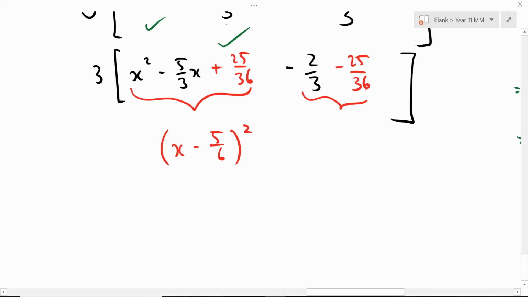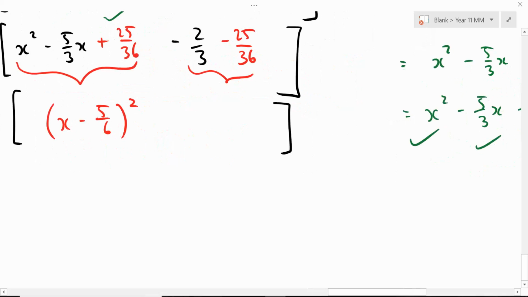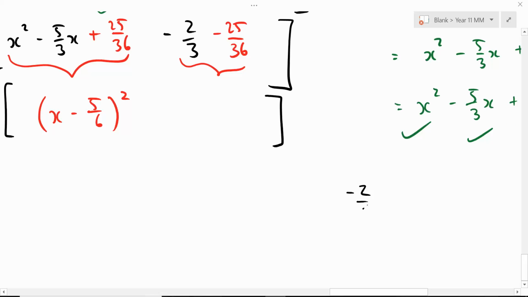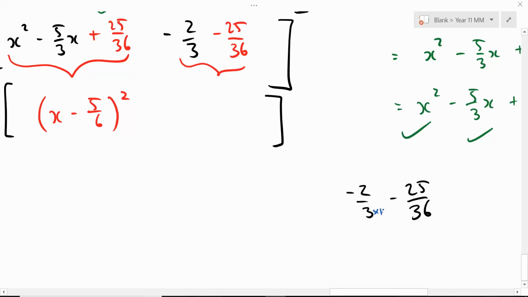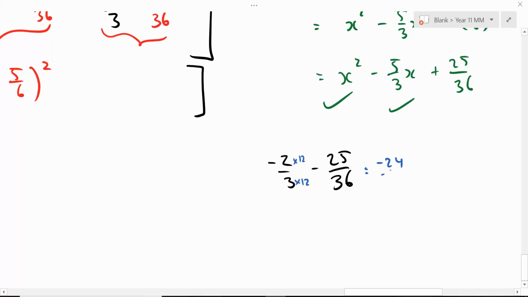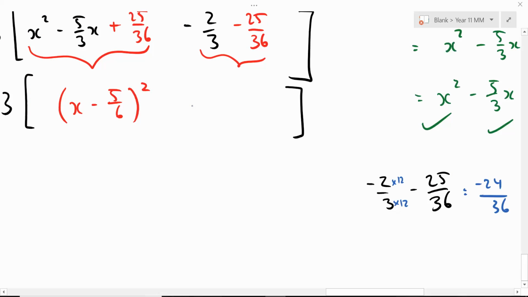So this becomes x minus 5 on 6 all squared, and then you have to work this one out. I know a lot of kids just hate this because of the fraction, not the technique. What I'm showing you, a lot of you will understand already. It's just fractions. So what's negative 2 over 3 minus 25 on 36? Same thing again: you need denominators to be the same, so I know 3 times 12 and then 2 times 12. So this gives me negative 24 over 36 minus 25 on 36, and that gives me now negative 49 on 36.